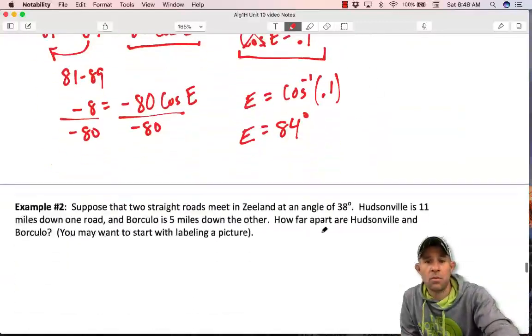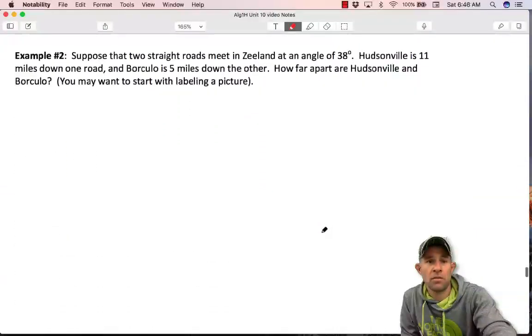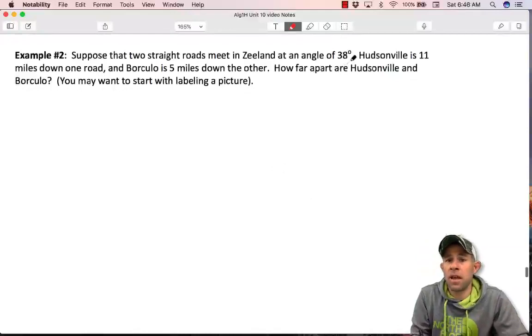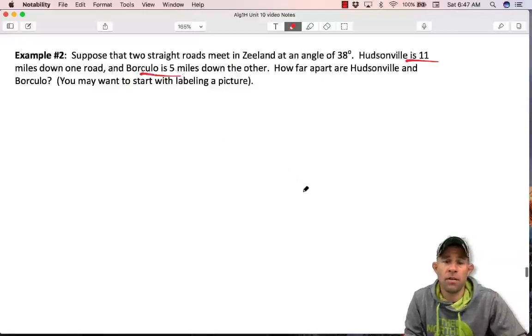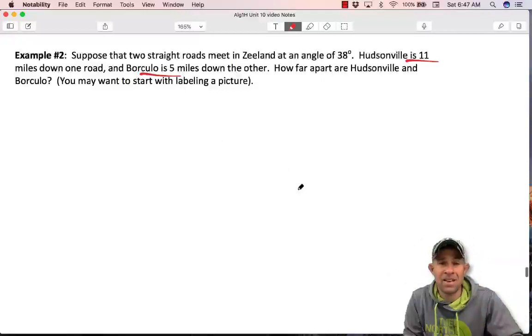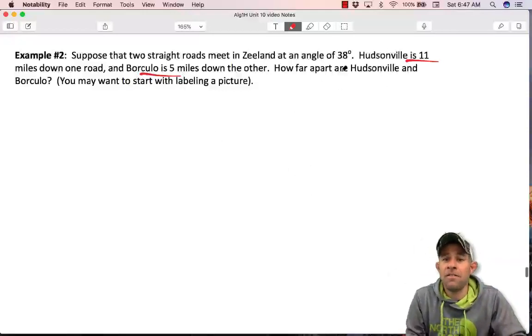All right, let's take a look at one more example here together. It says, suppose that you have two straight roads that meet in Zeeland at an angle of 38. Hudsonville is 11 miles down one road. Borculo is 5 miles down the other. Got to get to that Dandelion Festival. How far apart are Hudsonville and Borculo?